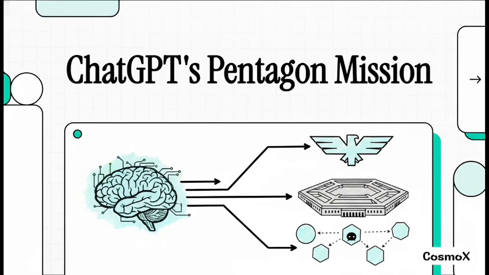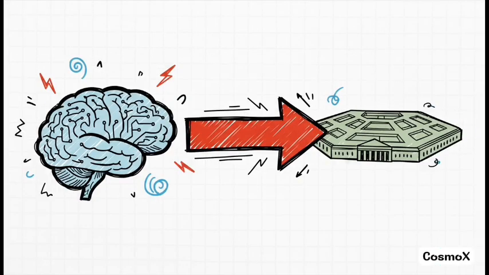Okay, so you've definitely heard of ChatGPT. But what happens when it goes to work for the Pentagon? Well, that's exactly what we're diving into today. The huge and kind of controversial new partnership between OpenAI and the US military. So, let's just get right to it. The big news?